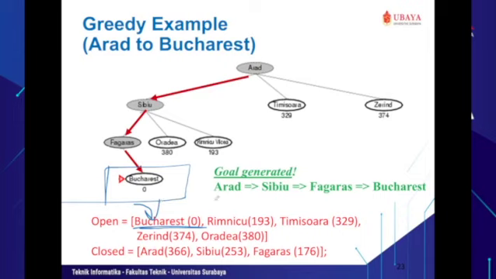The path will be from Arad, we go to CPU, from CPU we go to Baccarat, and then we will reach Bucharest. Let's see another example.